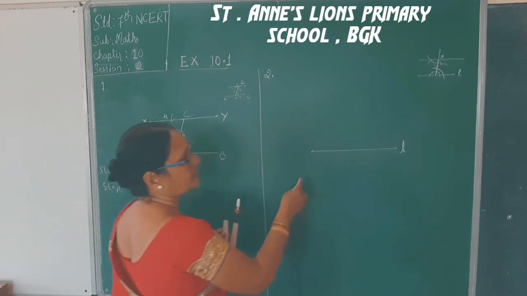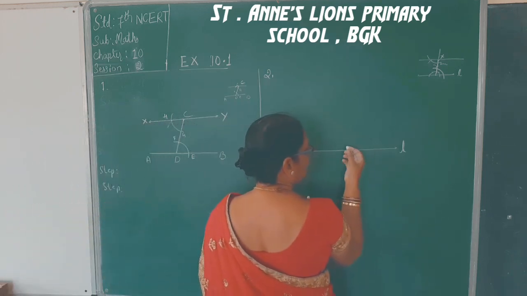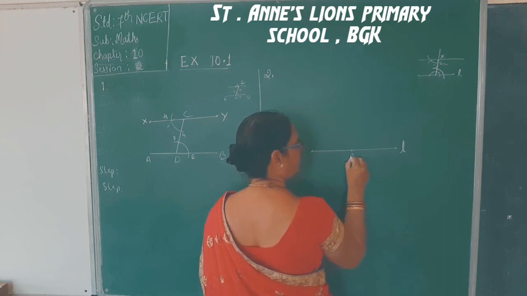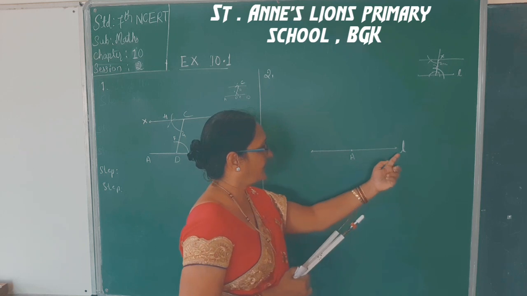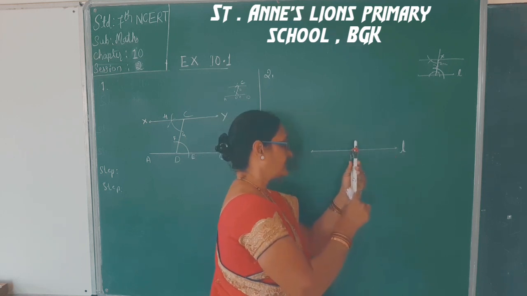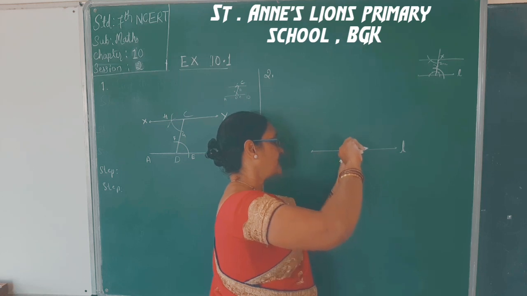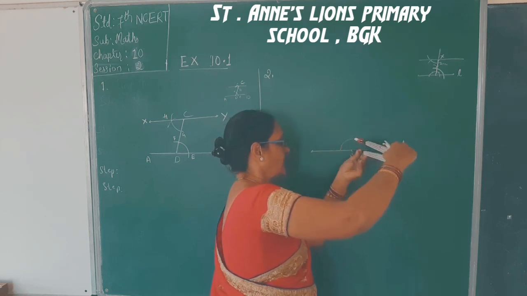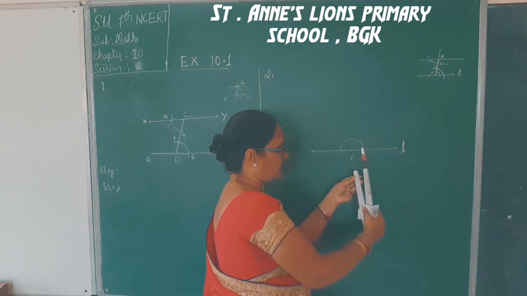How to draw the perpendicular to it? Here see. Any point, here we will take one point. That point maybe we call it as A. How to draw the perpendicular to L? Through the point A, A as the center, just draw a semicircle with convenient radius. You know, last year you learned how to draw the perpendicular.